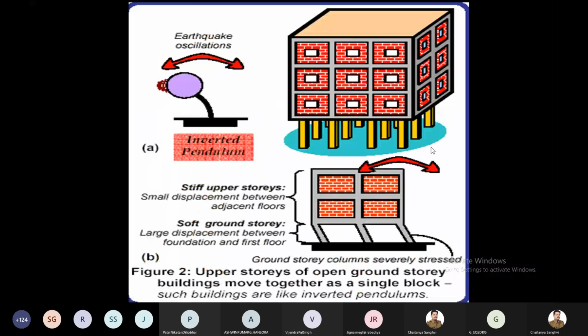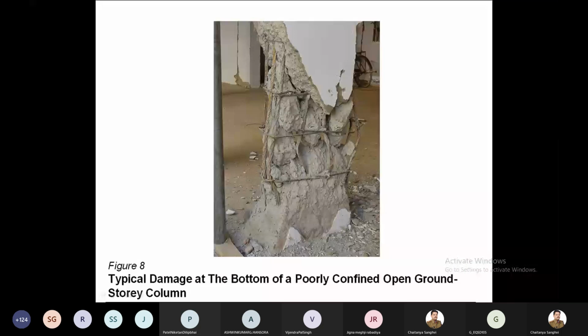If you look at this, this is the soft story, and here you can see these are the columns on which the whole upper stories are supported. The upper stories are working as a unit. These are very stiff parts, and they are moving as rigid floors. And here the total deformation is concentrated in the ground story, so it is behaving like an inverted pendulum, right? So what is happening, you can see here.